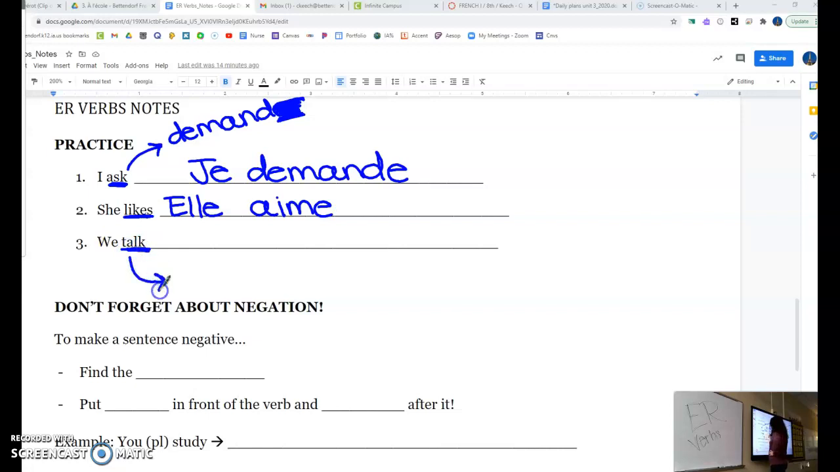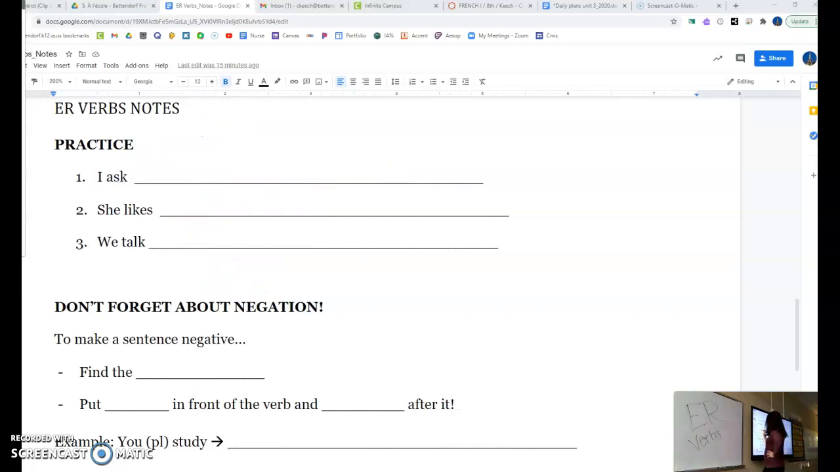We talk. This should sound familiar. Talk is parler. We is nous. I'm going to take my ER off of parler. That's my verb stem. Now I add my ending. Hopefully this is making sense to you. All right, pause it if you need to. Pause it whenever you need to.